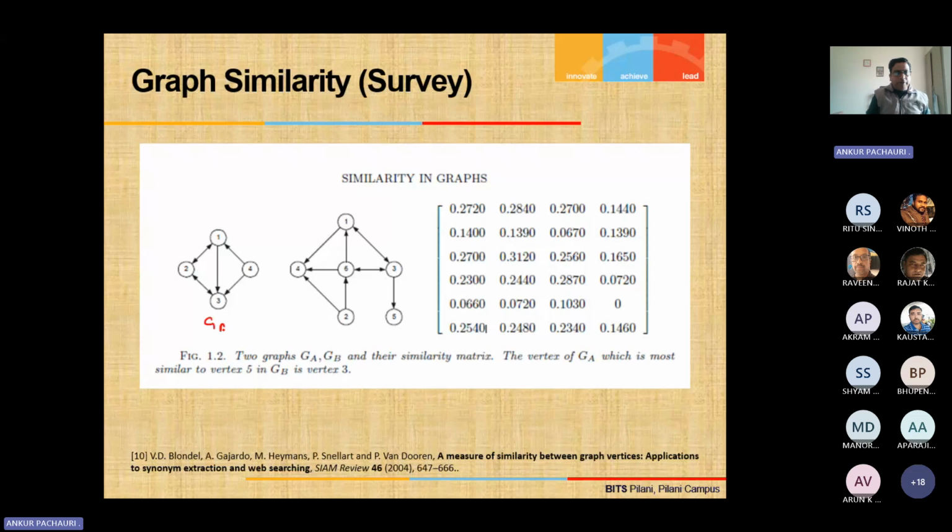They came up with this is GA and this is GB. They perform this iteration a certain number of times, and then they terminate the algorithm because their similarity scores might have converged. When it was converged, this is the S matrix, which gives the similarity score of GA with GB. So this is node number 1, 2, 3, 4 of GA, and this is node number 1, 2, 3, 4, 5, 6 of GB.